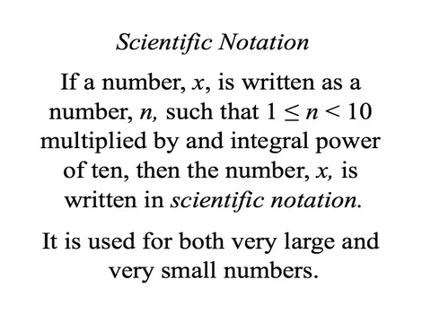Once again, if a number x is written as a number n such that 1 is less than or equal to n, which is less than 10, multiplied by an integral power of 10, then the number x is written in scientific notation. It is used for both very large and very small numbers.